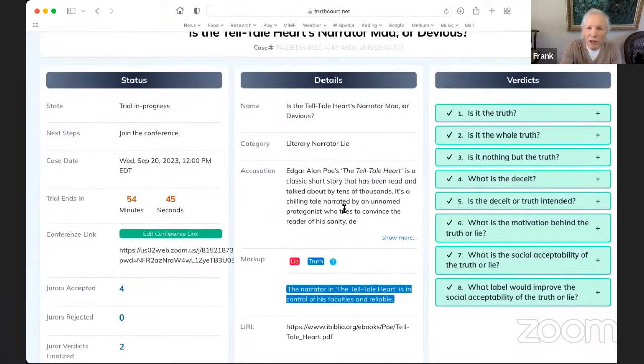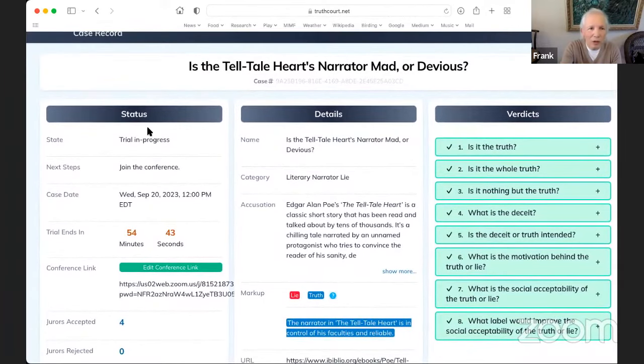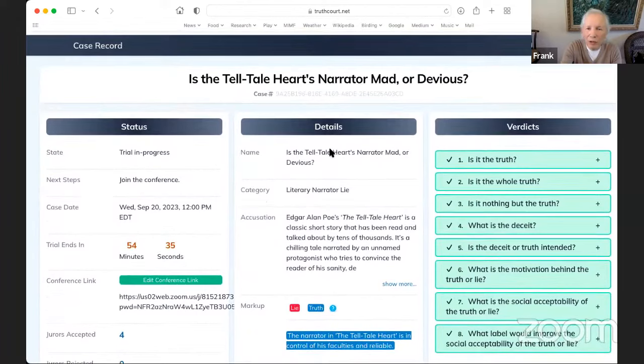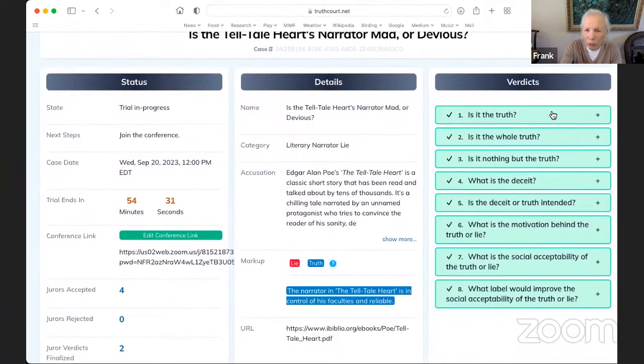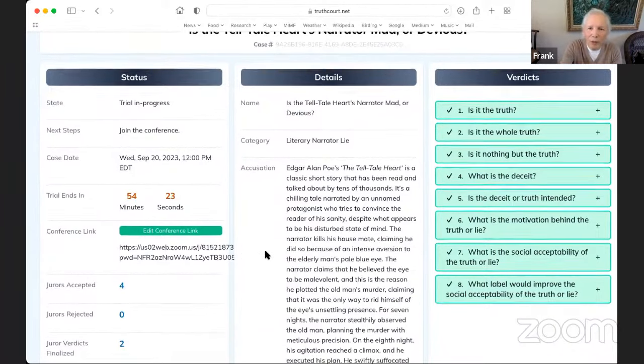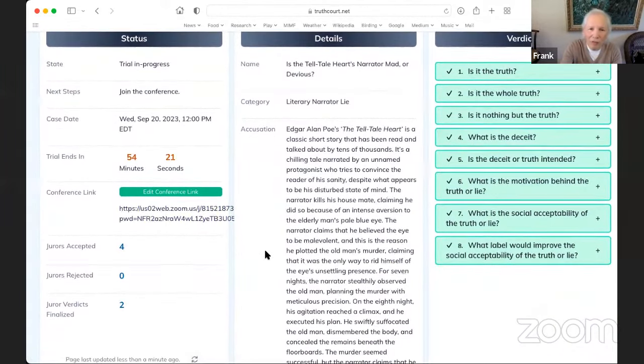As you can see here on the screen, on the left column is our status column. It tells us where we are, what's happening with the case. I have 4 jurors. In the details column here in the middle, I'm going to provide information that the jurors are going to use to answer their verdicts in the far right column over here. So I'm going to expand this window, and we're going to talk a little bit about the case.